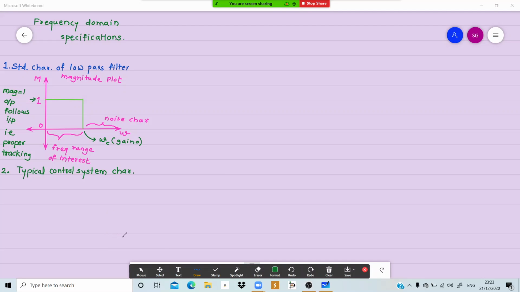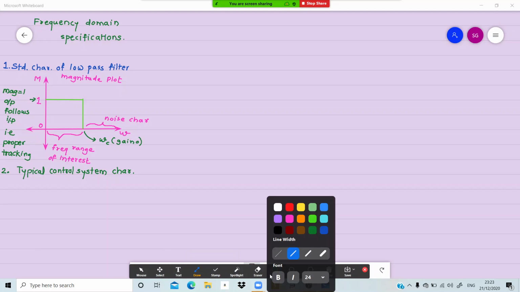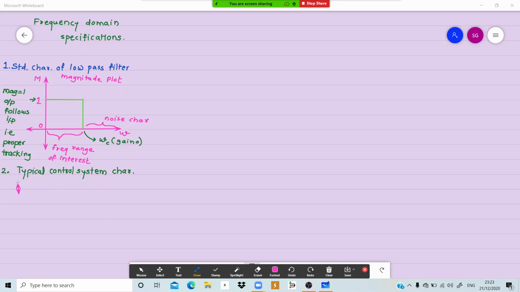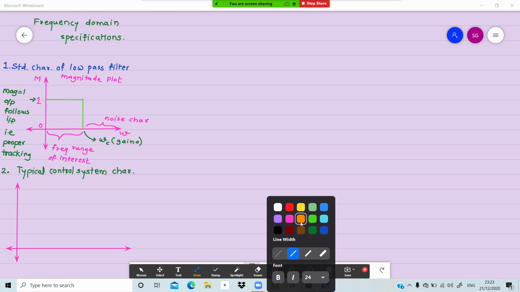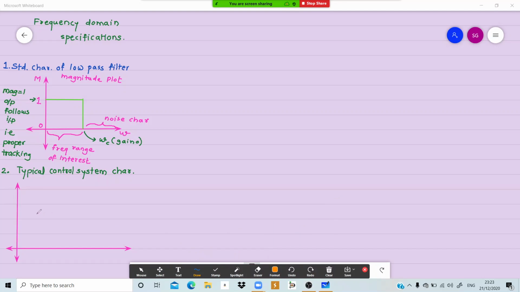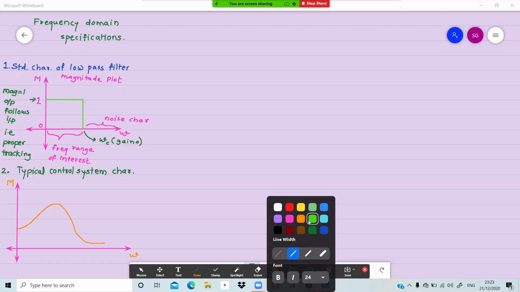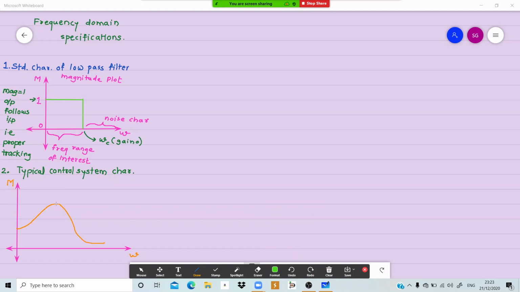Okay, so if I want to draw the characteristics, let me draw it first, so the idea will be clearer for you. Ideally these characteristics are like this. Again, this is magnitude and this is frequency. So we are talking here about the magnitude plot. Now you'll find that at this point the magnitude is maximum.